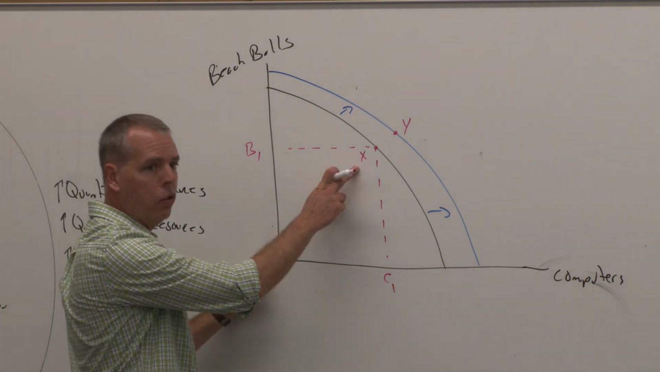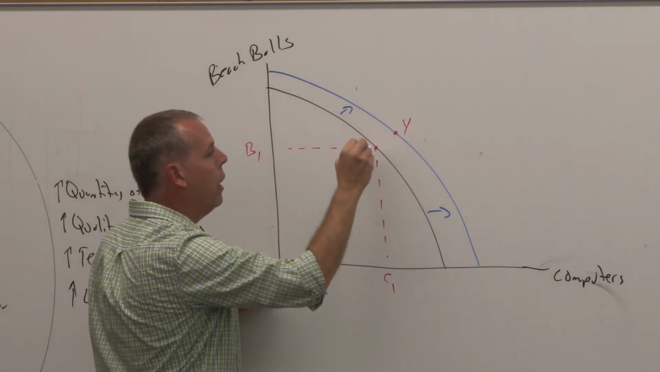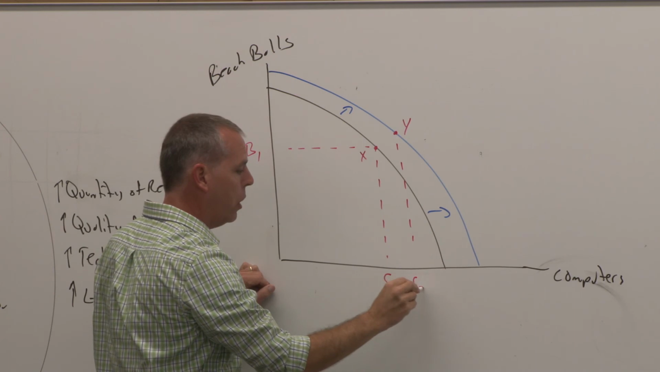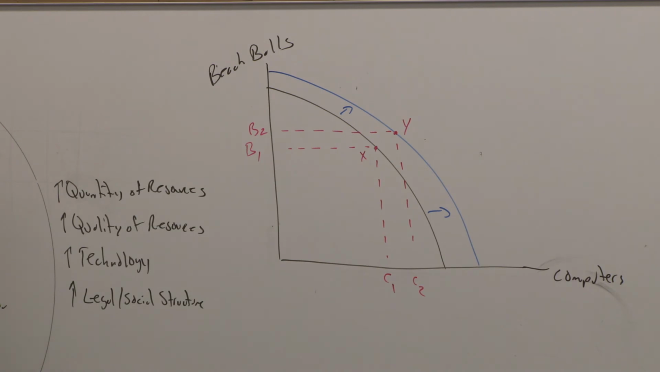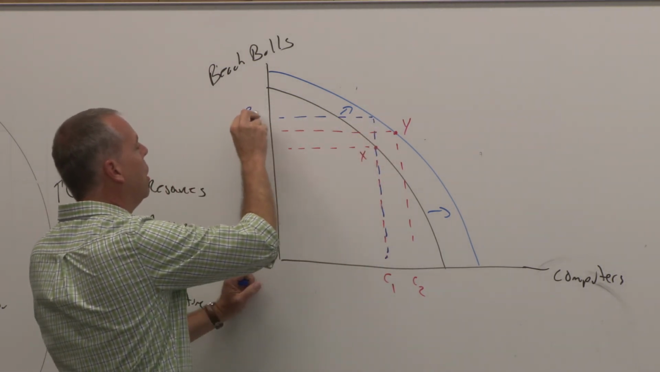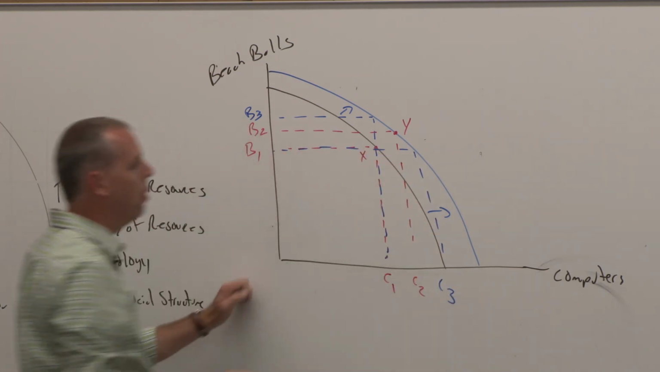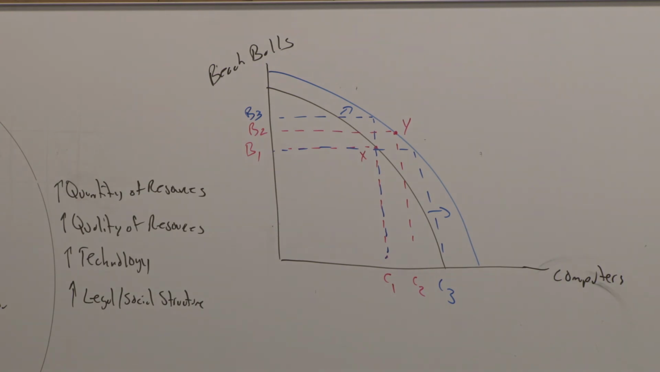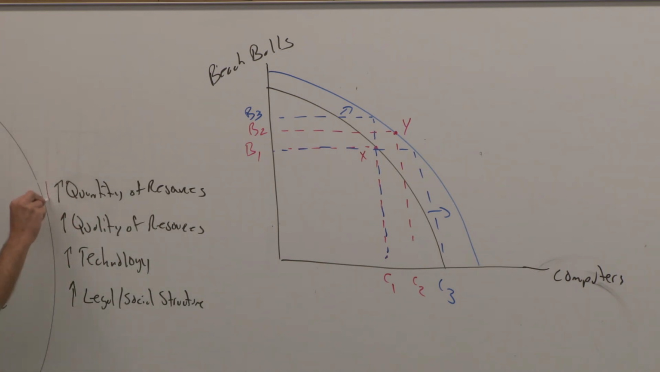X is possible and inefficient. What's true about Y? It's efficient, right? And you can actually see here that we've got, say, C2, B2, right? It's possible for us to make both more beach balls and computers, or we could do something different, right? We could make the same number of computers, more beach balls, we could make the same number of beach balls and more computers, right? Or any combination between. We can make more of both. We can also have these going down.